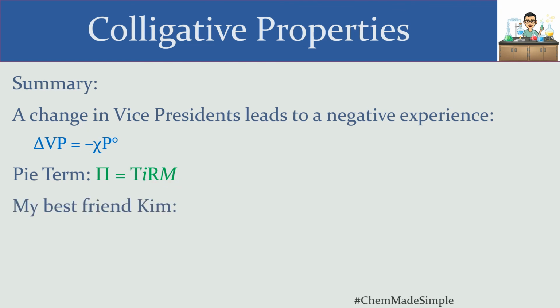And Kim, my best friend, well, check it out. She helped us through our highs in our boiling point elevations, and she helped us through our lows in terms of our freezing point depressions. So delta T equals i K m in both of those situations. And whether it's the boiling constant or the freezing constant, those are reference values that you can look up or are given to you on the exam as necessary.